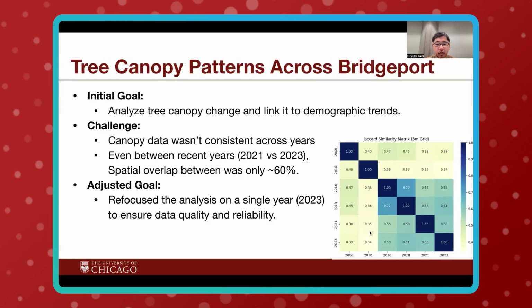Tree canopy data from different years didn't match consistently. For example, between 2021 and 2023, there was only about 6% overlap, based on a Jaccard similarity measure using 5-meter grid cells. This means the same areas were not always labeled as canopy, which made year-to-year comparison unreliable. Because of this inconsistency, we adjusted our approach. Rather than analyzing change over time, we refocused the project on a more reliable single-year analysis using the 2023 data.